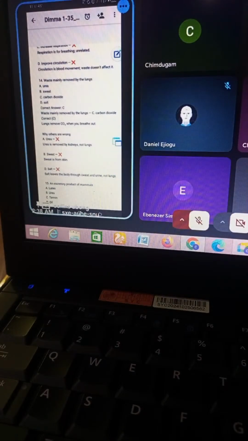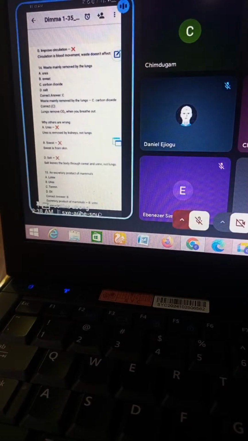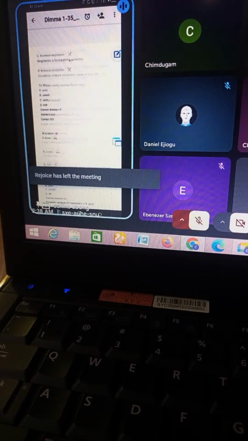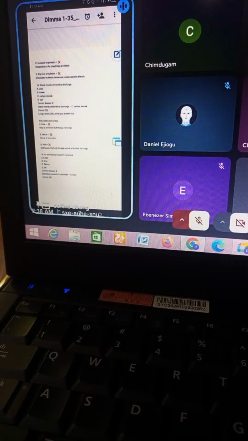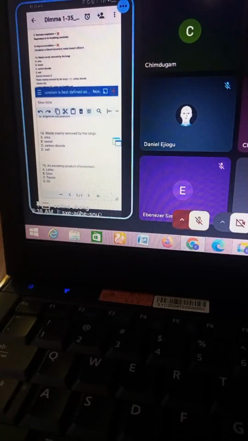Okay, let's look at number 15. An excretory product of mammals is B, urea. Yes, we have done something like this before, so I don't think we should emphasize. And even the other options are almost similar to the other ones that we did, so I don't think we should go over that again. Let's continue. Number 16.